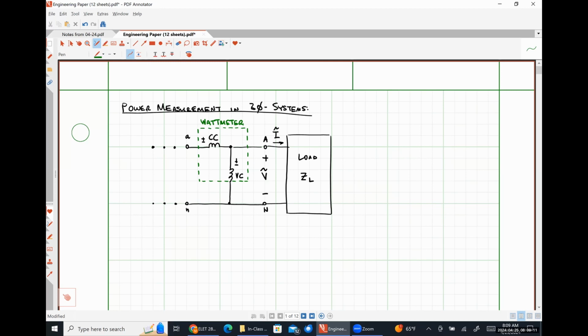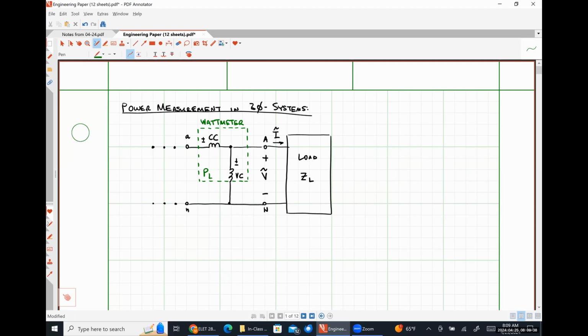So the output of a watt meter is simply a readout. It might be a dial gauge or it might be a digital watt meter, but literally the only thing that it's going to tell us is the average power, P, absorbed by our load. So this is what the implementation of a watt meter would look like in a single-phase circuit.